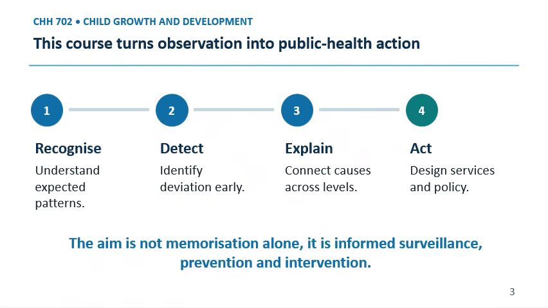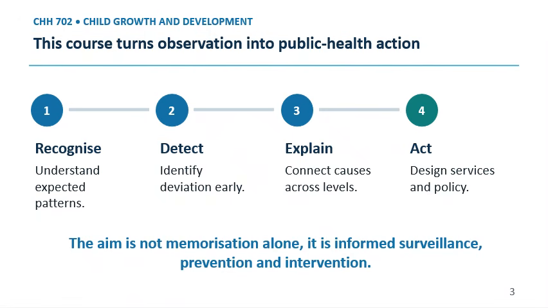The four cycles on this slide form a logical sequence. Recognition comes first, because we need a clear picture of what is expected. Detection follows because we compare observation with expectation. Explanation comes next because a deviation is a finding, not yet a cause. Action comes last, but action must be planned from the beginning.